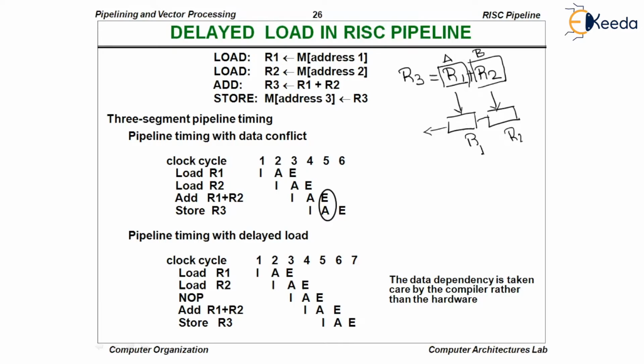And finally, R1 and R2 will get added and transferred to R3. Let us understand what is the difficulty in the pipeline when this instruction is getting executed. You know that initially, from a memory address, a value will get transferred to R1. Next, from another memory address, a value will get transferred to R2. Finally, R1 and R2 will get added and get transferred to R3.